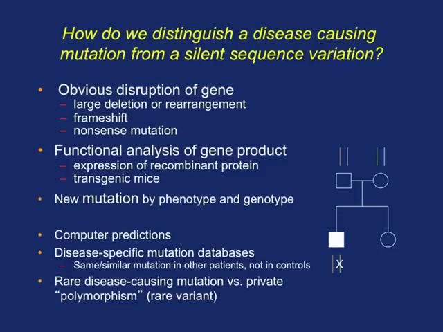And at the end of the day, you're often left with this, not knowing for sure. Is this a rare disease-causing mutation, or is this a private polymorphism, a rare variant? And keep that in mind, because you don't want to make the mistake of calling one the other in either direction. And often for now, we're left saying, this is a variant of unknown significance. I don't know what to do. Might be your disease mutation, might not.